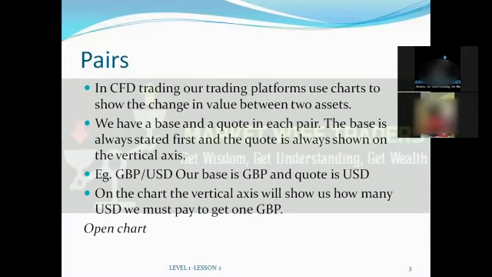So pairs. In trading, we use charts to show the change in the value of the assets, okay? So we have a base currency and we have a quote. The base is always stated first, and the quote is always stated second. On the chart, the vertical axis will show how many USD we need to get GBP. So basically it's something like this.